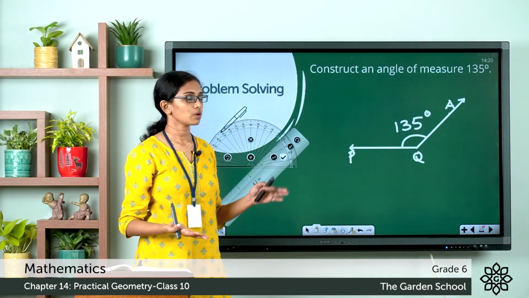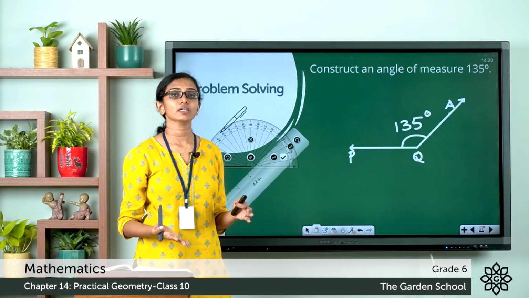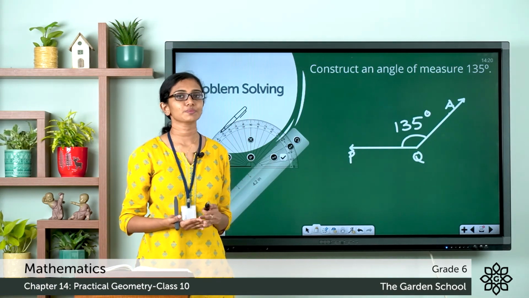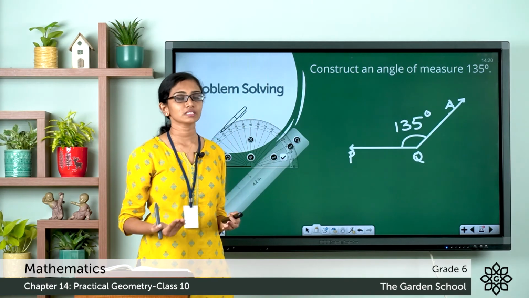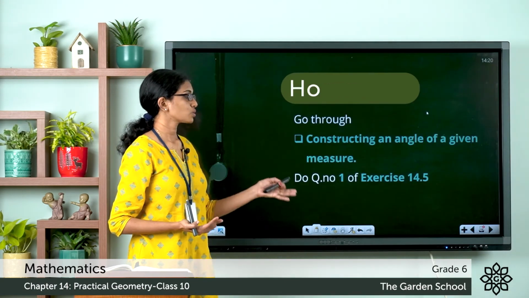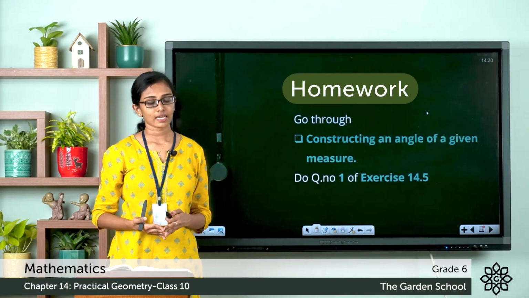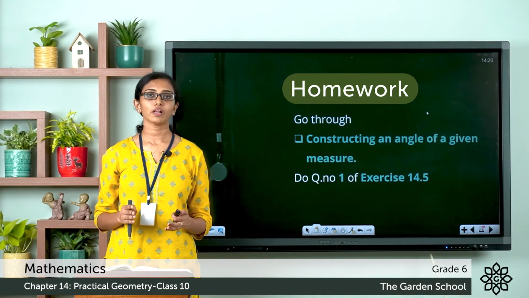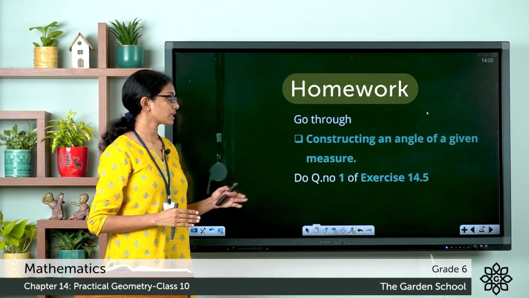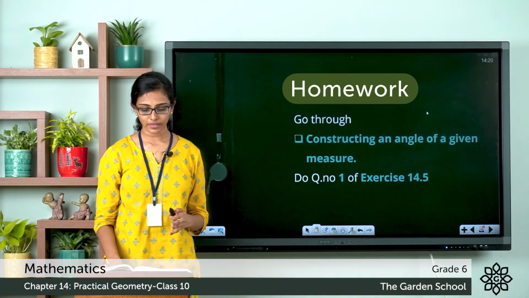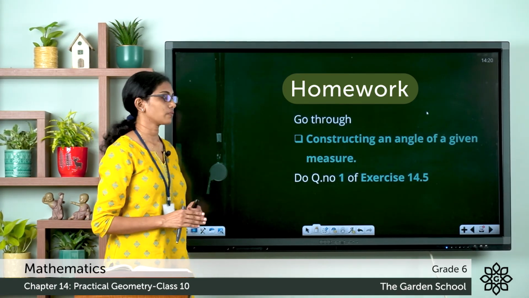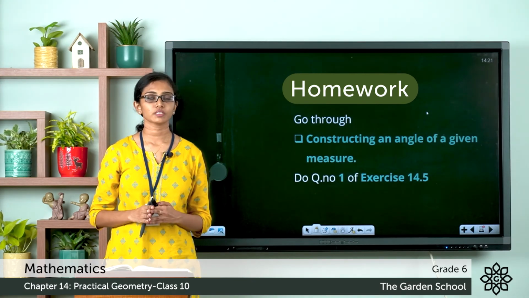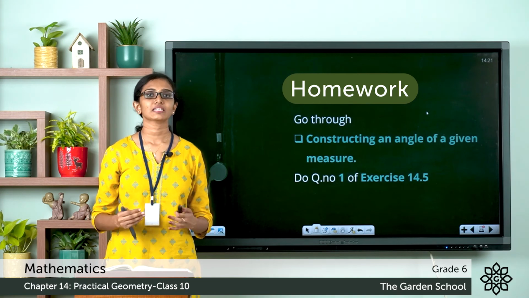So this is an example of how we can construct an obtuse angle using the protractor, the ruler and the pencil. I hope the steps are clear to you. There are more questions given in your textbook. First, you go to the topic constructing an angle of a given measure, which is given from page number 212 of your textbook. Then you will be ready to work out the first question of exercise 14.5. So please construct the angles with the given measures and take a picture and send us through tips.